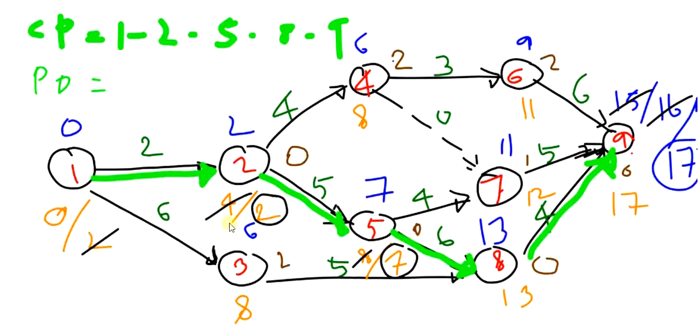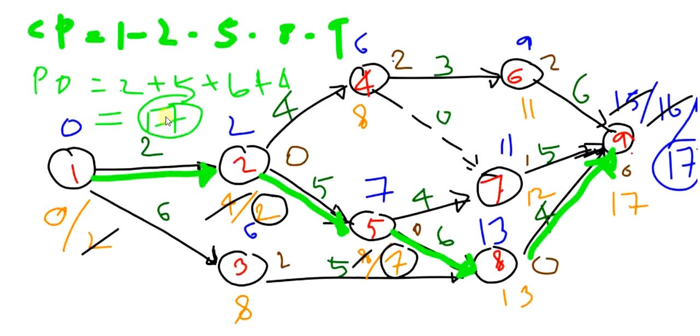What is the total length or duration? 2 plus 5 plus 6 plus 4, that is equal to 7 plus 10, equal to 17. So the project duration is equal to 17 days.